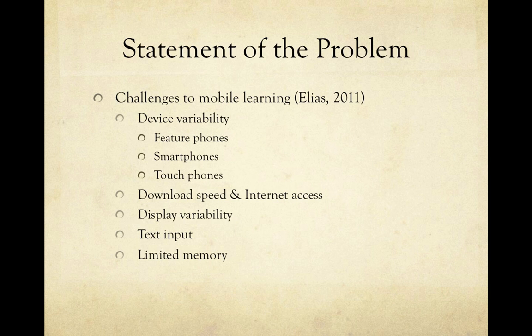We've all experienced this. Display variability, if you look at the three phone types, some can display web pages, some can barely display little more than text messages. Text input becomes a problem. You think of the old phones with just a traditional handset 0 through 9 keys. It's hard to text that way. It's hard to write research papers or post to discussion boards. And all of these devices have limited memory. So all these are basic technical problems just with mobile learning.